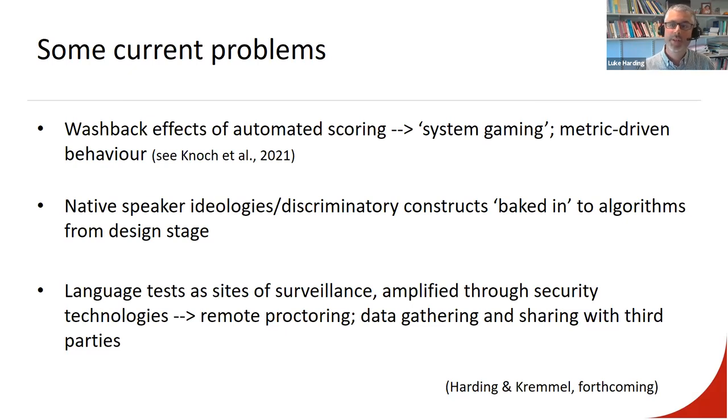But we know also that even in very low stakes situations, like the use of automated writing evaluation in classrooms, the research in that sphere tells us that learners can respond with a sort of metric-driven behavior, trying to crack the system when they're engaging with those kinds of systems. So we need a lot more research on the impact of automated scoring on learning, I think.